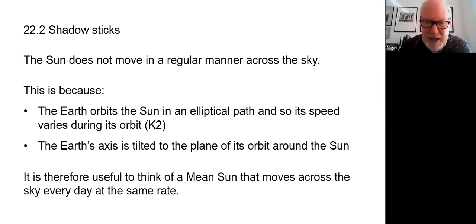So every hour it moves westwards by 15 degrees, not 14.7 or 14.8 or 15.2, always by the same amount. Moving across the sky every day at the same rate means that it sweeps out the same angle every hour, every day. So it's a kind of perfect sun.